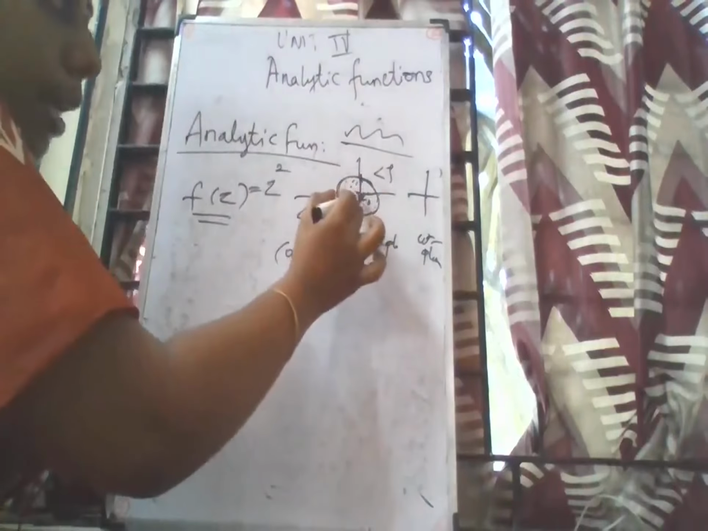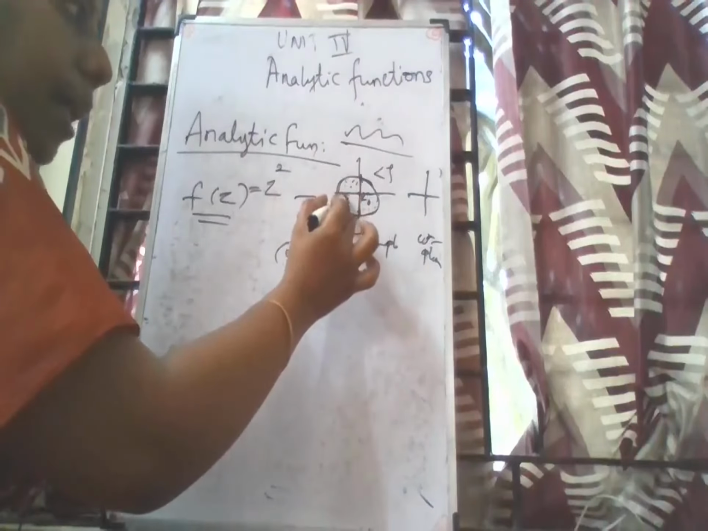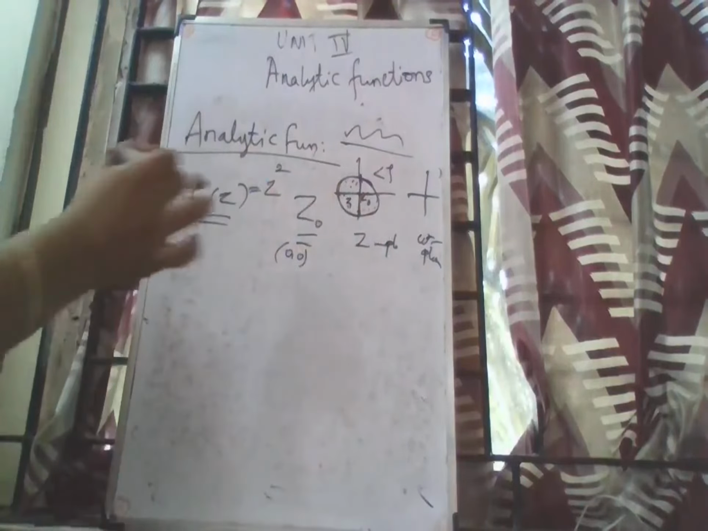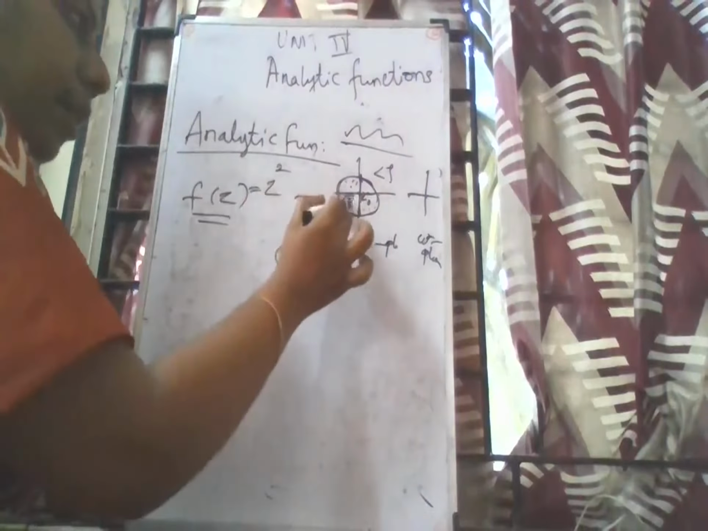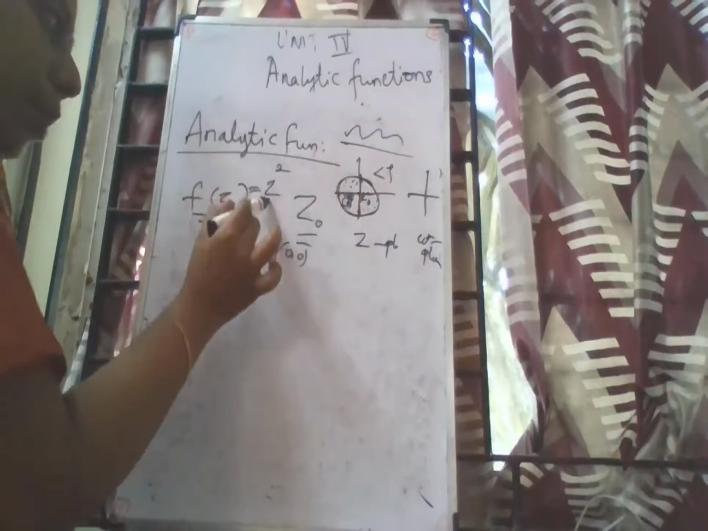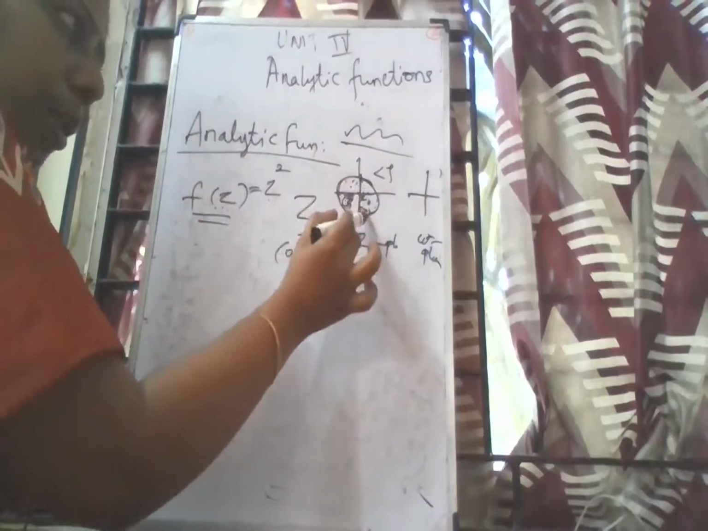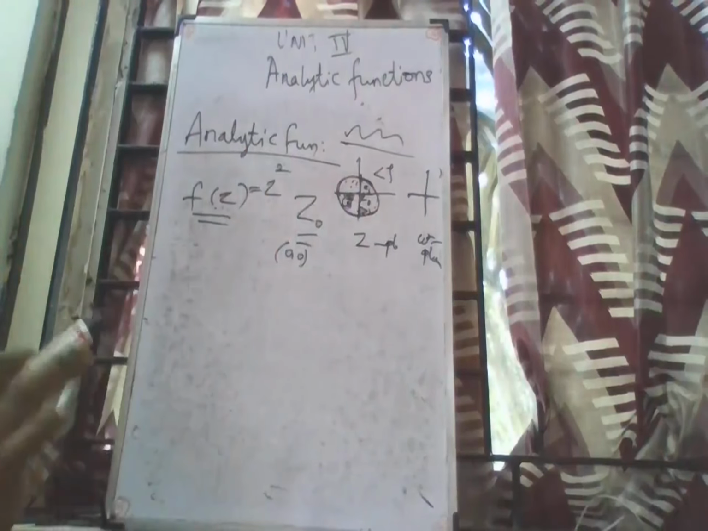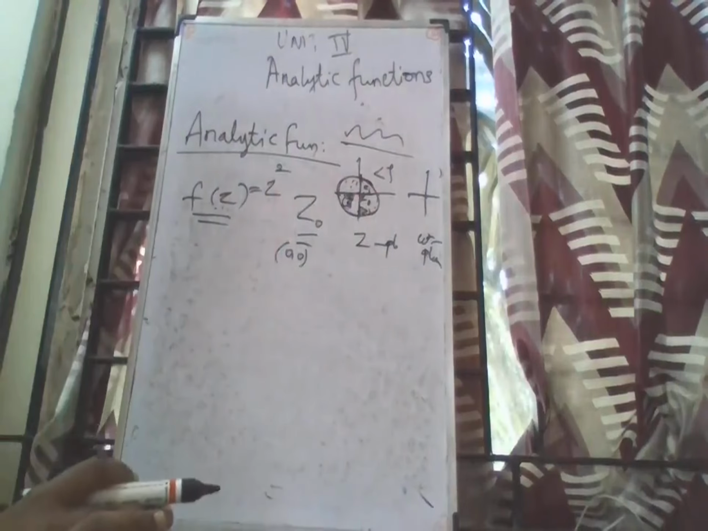Say for example, here is z naught. Here, can I represent this point as z1? As minus 1, 2 or minus 1, 3, something like that I can represent. Yes. At this z1 also, this f of z should have a derivative. At z2 also, it should have a derivative. At z3, which is inside the circle only. So this is the actual definition of an analytic function.